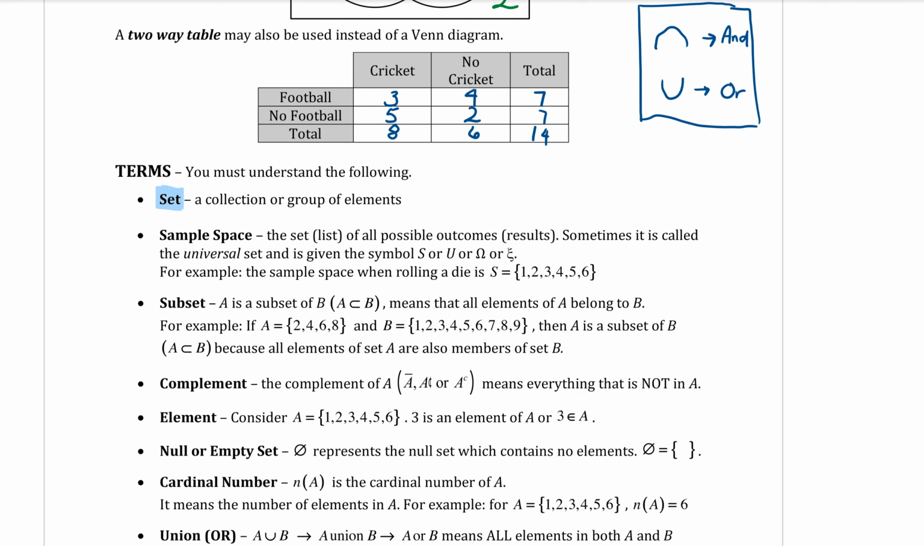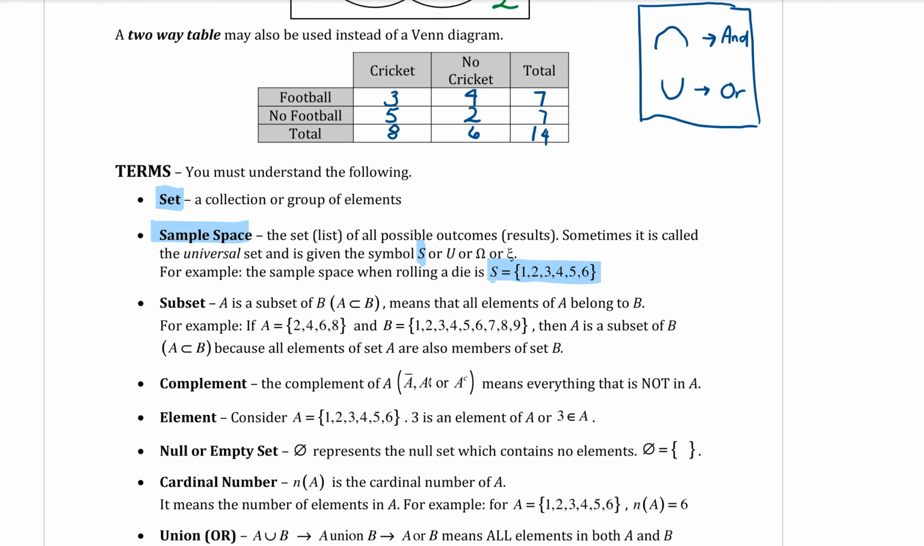Sample space, we mentioned yesterday, is the list of all the possible outcomes or results. Sometimes it is called the universal set and is given the symbol. Now, yesterday I said we're just going to call it S. But there are some other symbols there that you can see that do occasionally get used. But where possible, we'll stick to that letter S for sample space. And we write our sample space exactly the same as yesterday: S equals big curly brackets, and we list off our elements inside the curly brackets.